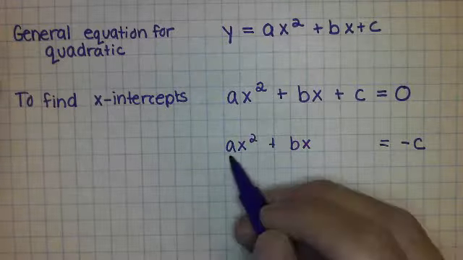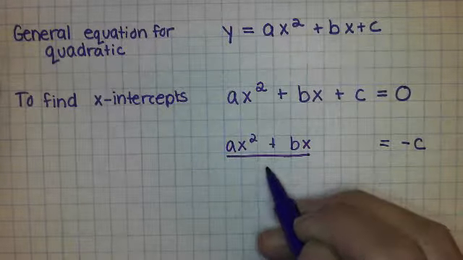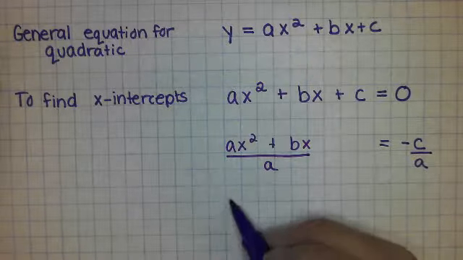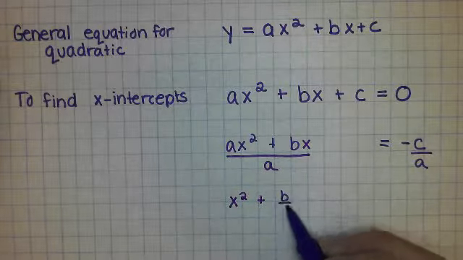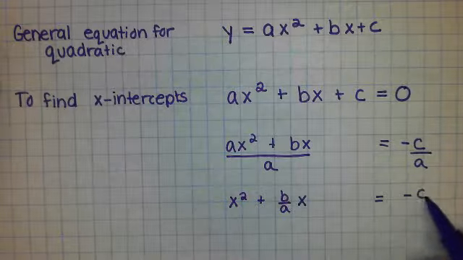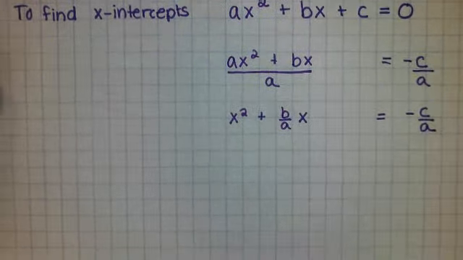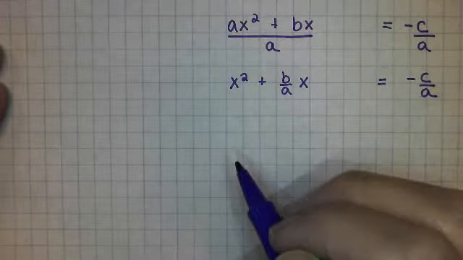Remember, it's easier to get a perfect square without this coefficient of a, so we're going to go ahead and divide both sides by that a value. And that leaves us with x squared plus b divided by a times x is equal to negative c divided by a. Alright, so we are set up right now to try to complete our square.